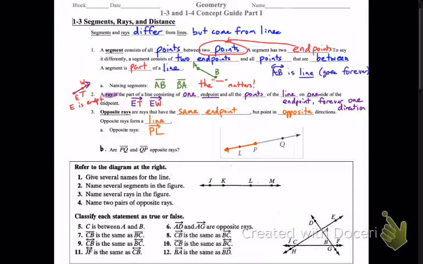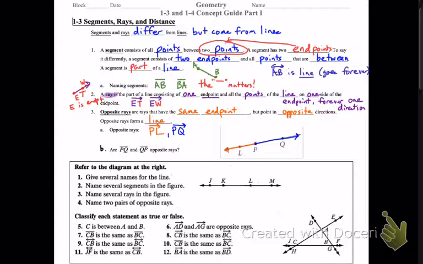If we take ray PL, ray PL starts at P and goes in this direction. Notice how I did this: when you write a ray, always start with the endpoint and then write the direction point. So the arrow will always point towards the right when you're naming one. That's ray PL. So the opposite ray is going to have the same endpoint, so it's going to start with P, but it's going to go in the opposite direction. So ray PL and ray PQ, those are two opposite rays.